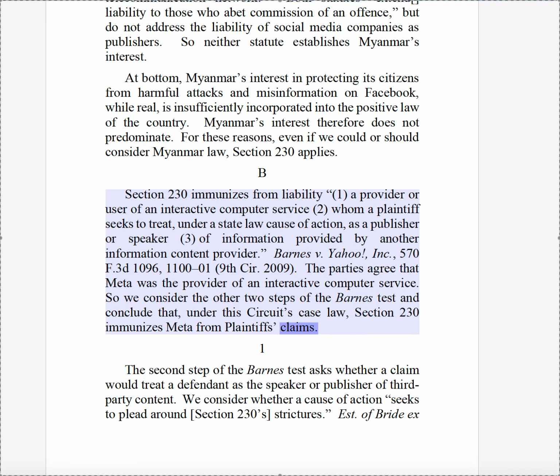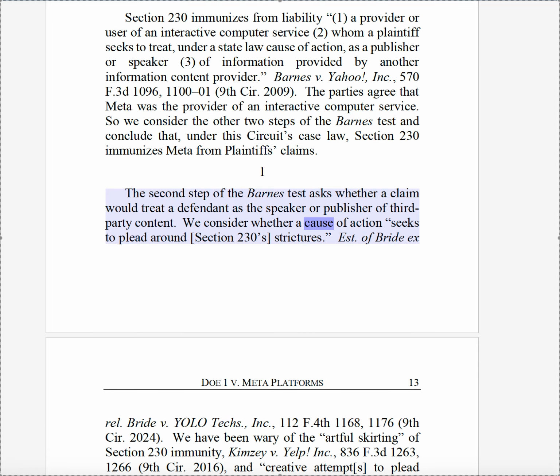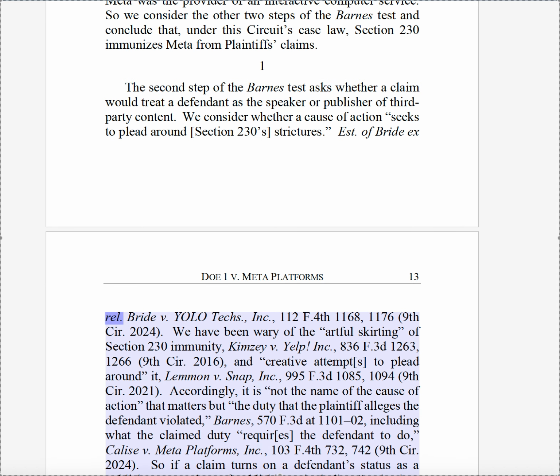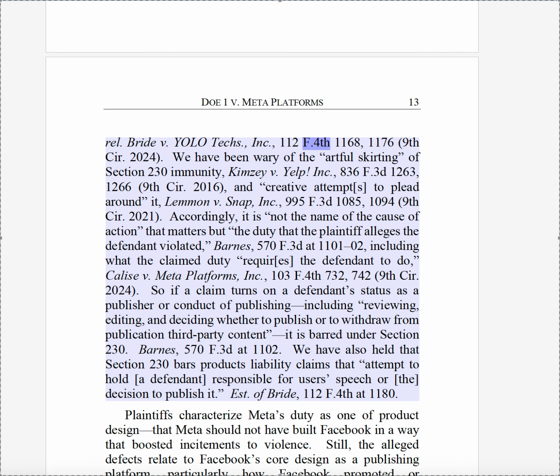from plaintiffs' claims. 1. The second step of the Barnes test asks whether a claim would treat a defendant as the speaker or publisher of third-party content. We consider whether a cause of action seeks to plead around Section 230's strictures. Estate of Bride ex rel. Bride v. YOLO Technologies, Inc., 112 F.4th 1168, 1176, 9th Cir. 2024. We have been wary of the artful skirting of Section 230 immunity.